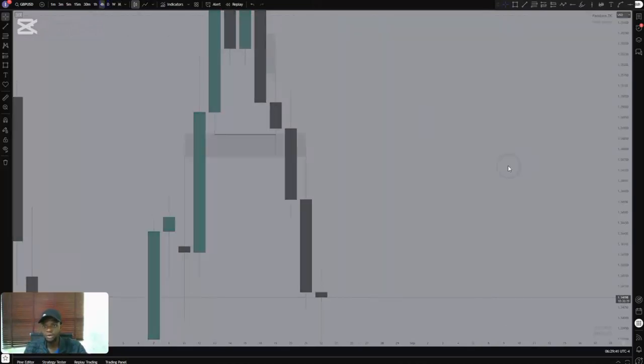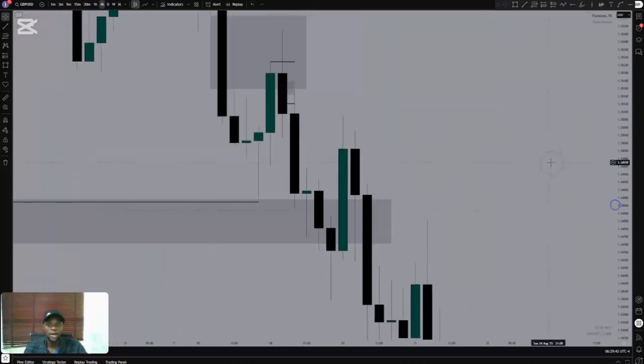I head over to my 4 hours time frame to look for the POI that will help price continue going lower. And what can I see? I can see this POI right around this area here. This POI here. And so if price must go to that POI, what will I do? We'll wait for this to happen.